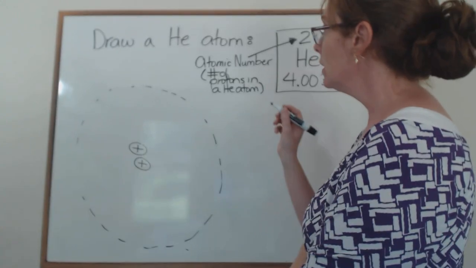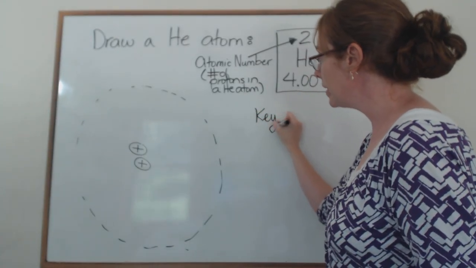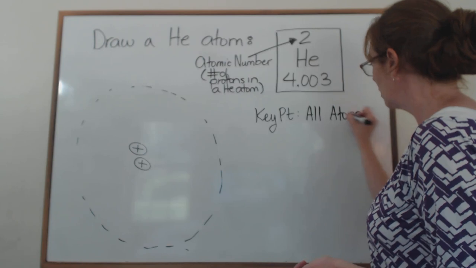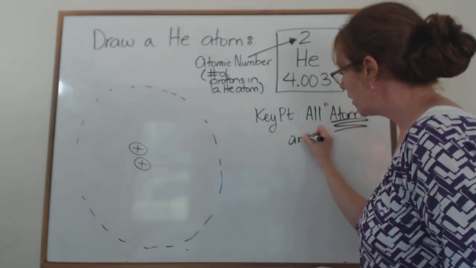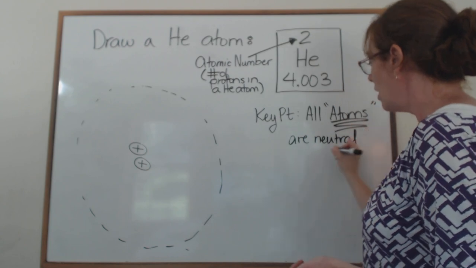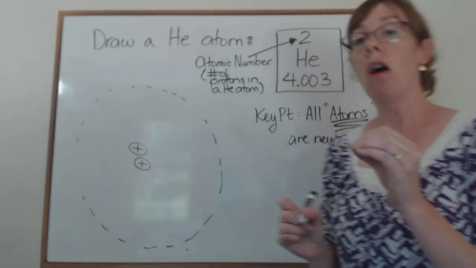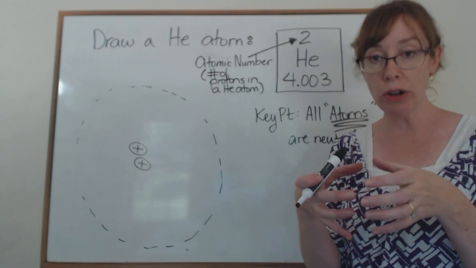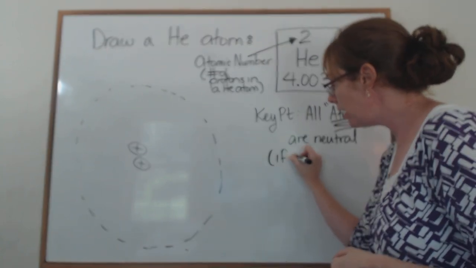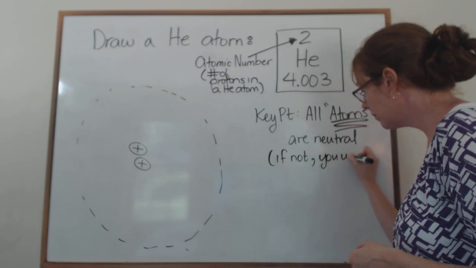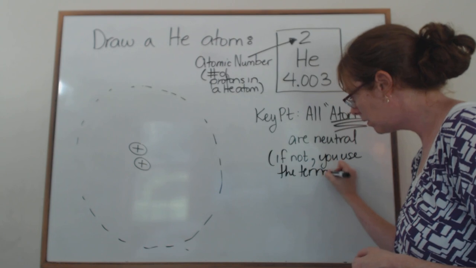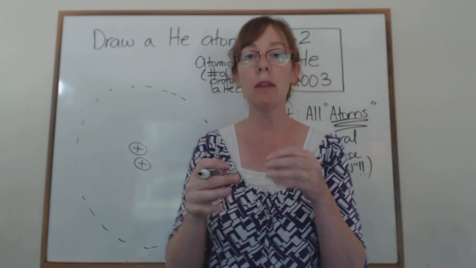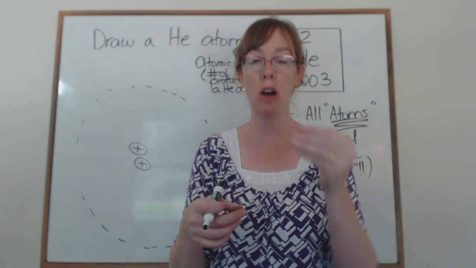Now, let me go ahead and give you this. I mentioned it earlier, but let me put it again in your notes. It's that important. All atoms are neutral. Neutral meaning zero overall charge. All atoms, if you use the term atoms, then you are implying that it is the neutral particle of that atom. If it's not neutral, you use the term ion. And we will talk about ions later, but for now, just understand when you use the term atom, you're talking about the neutral form. If it wasn't neutral, you'd be calling it an ion.